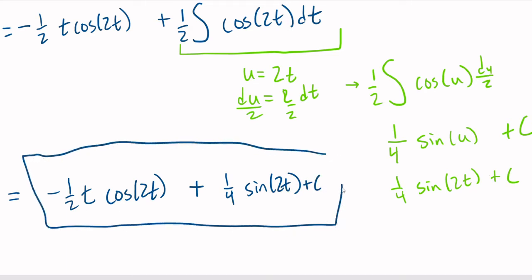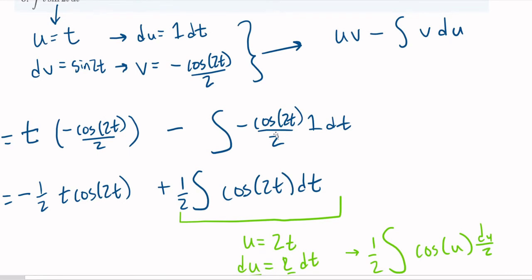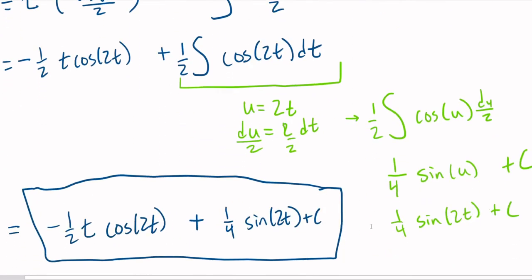And there we go. So let's do a little recap. Pick a function u that gets better when you do the derivative. Pick a function, which is usually whatever's left, dv, that doesn't get too much worse when you do the antiderivative, which goes here. Okay, set things up. You have a simpler integral now. Do it. Put it all back together.